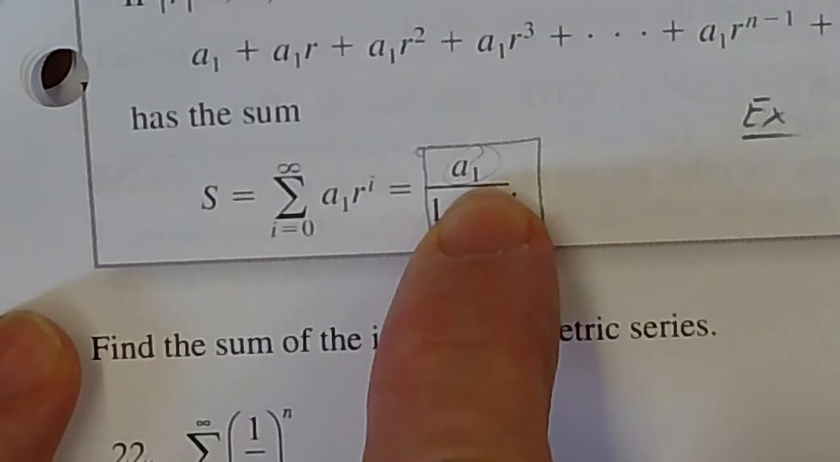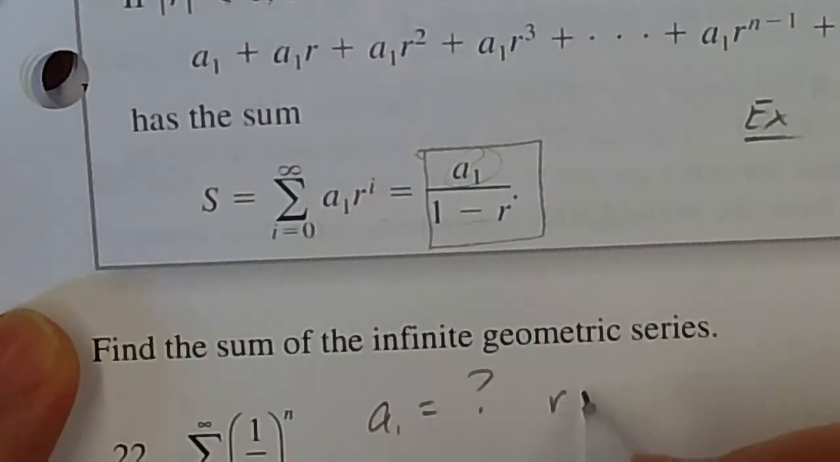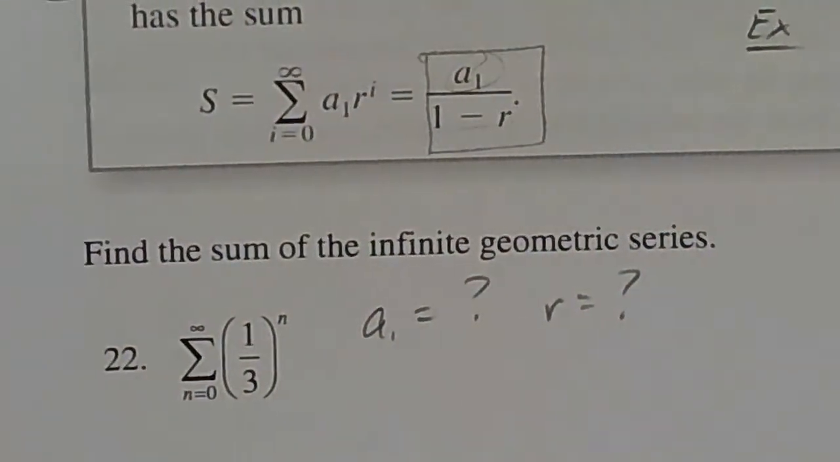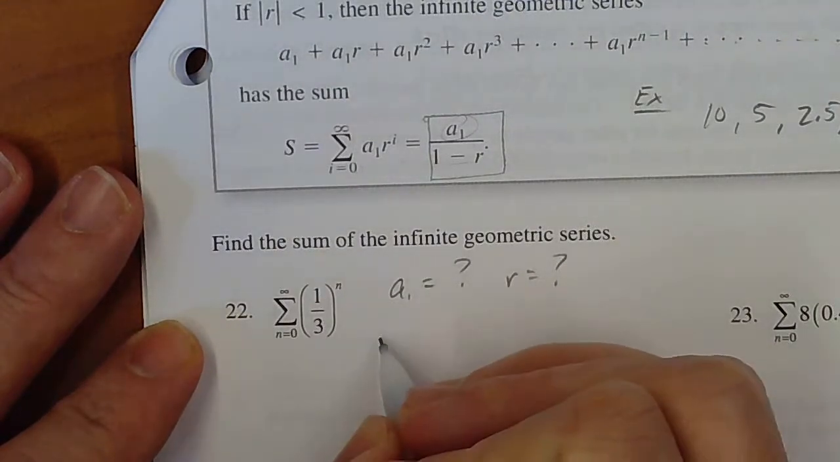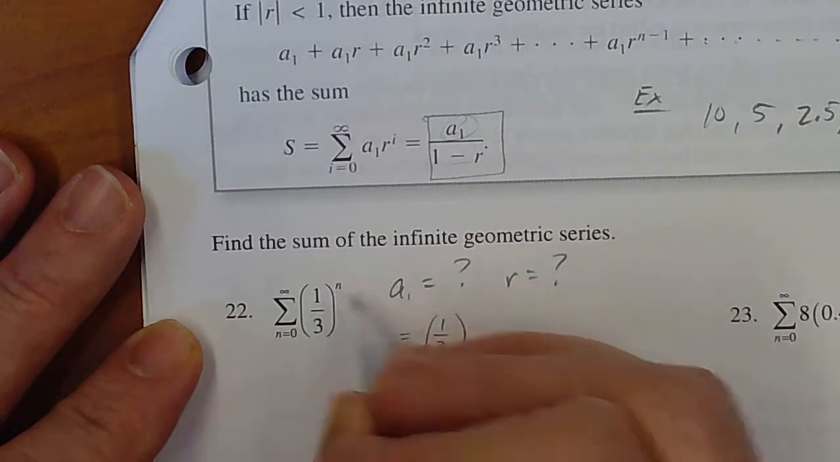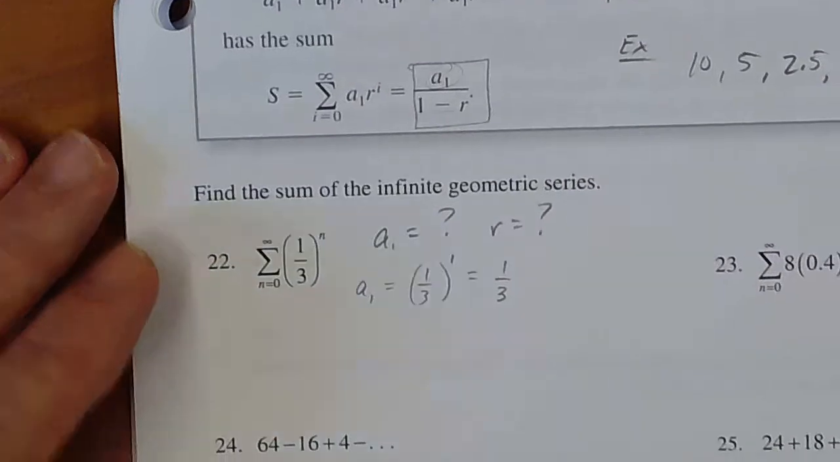All right, so we really only have a couple things we need to gather. I need to figure out what A1 is. I need to figure out what r is. Okay, so to find A1, like we always do, plug it into this formula. So A1 will be 1/3 raised to the 1 power, so we get 1/3 for A1.